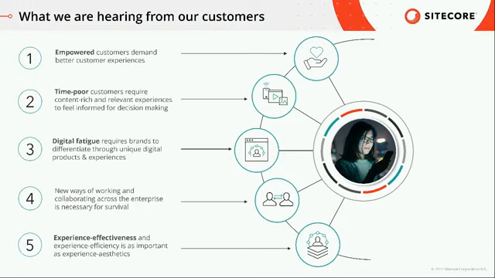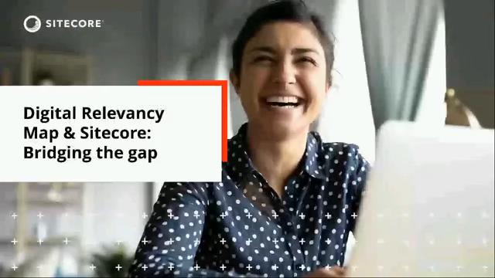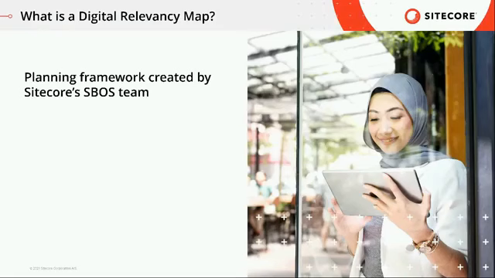So how do you satisfy all those needs at once? Well, you do it with a strong customer experience aligned plan and a MarTech stack that will make it possible, a digital relevancy map, and of course, Sitecore. So the digital relevancy map, it's a really useful planning framework created by the SBOSS team, who for more than a decade have worked with hundreds of customers around the world to help them implement customer experience transformation.